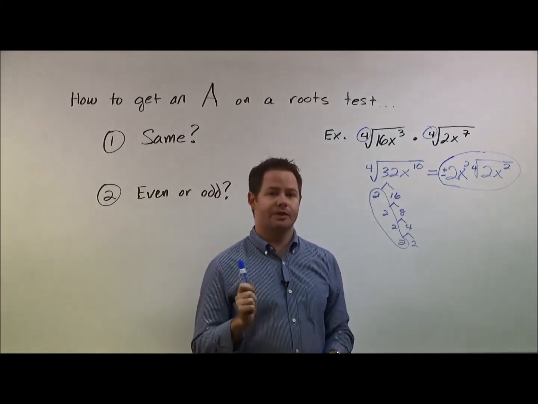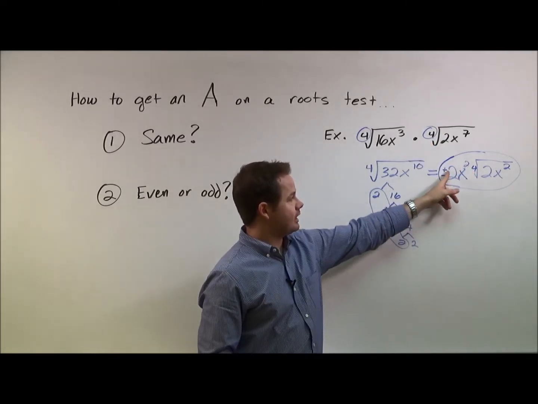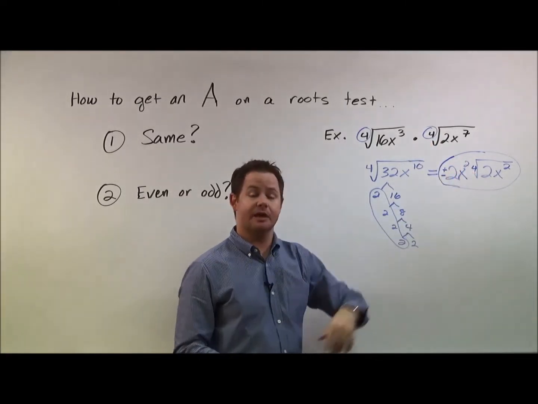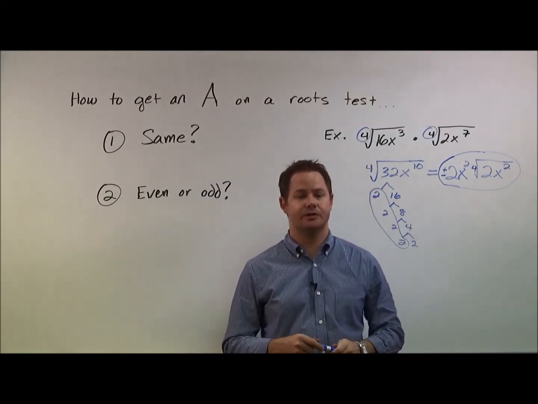So with these two checks, make sure you check that the root's the same as what you started with. Make sure you check that if it's an even number, you put a plus minus in front. If it's odd, then you don't have to worry about that step. You can go ahead and box off your answer and you're all set.